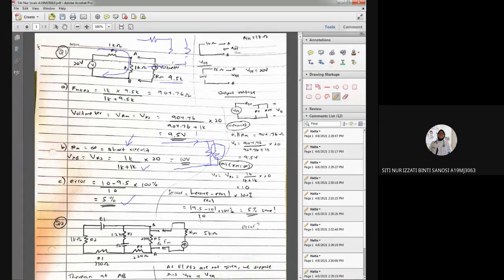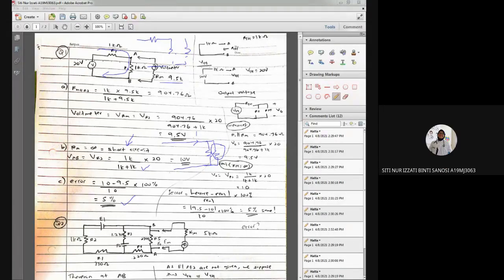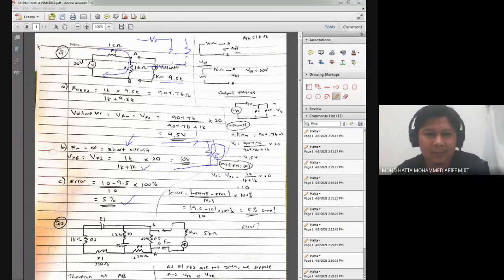Just now, Doctor asked about the right hand side. Why I didn't include the R2 in the RTH, right? Yes. From my understanding, I don't have to include it, but from doctor's way, I don't know which one is the right way. Okay. Both are right.